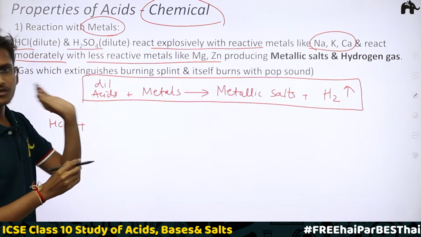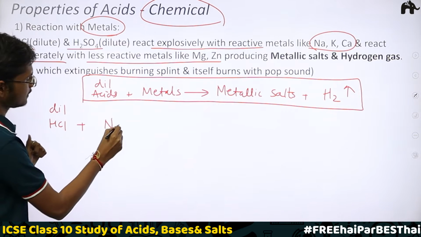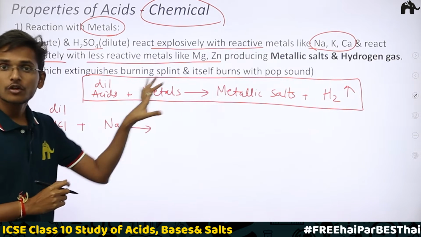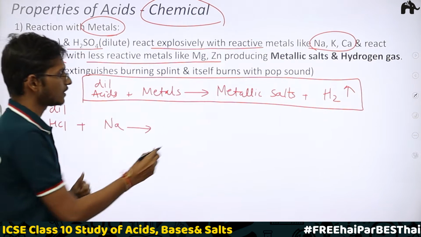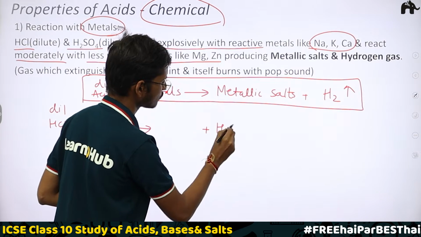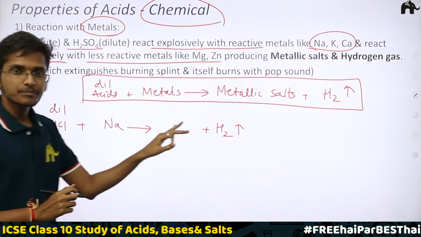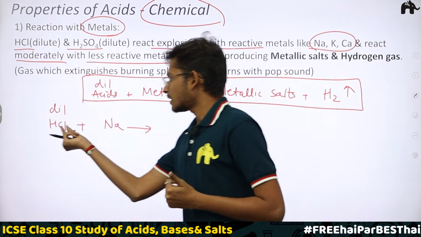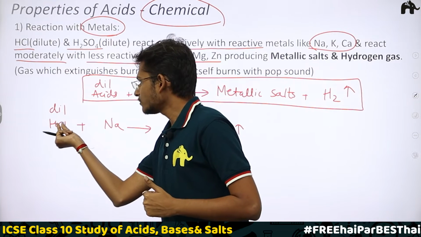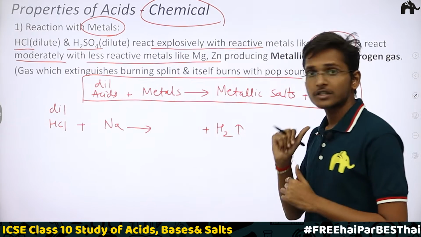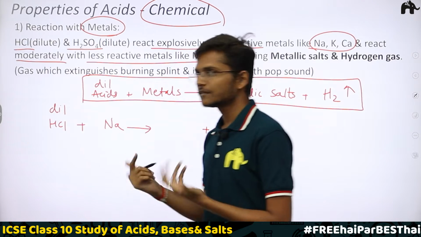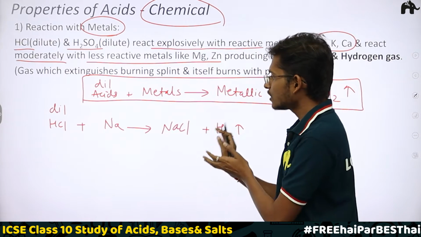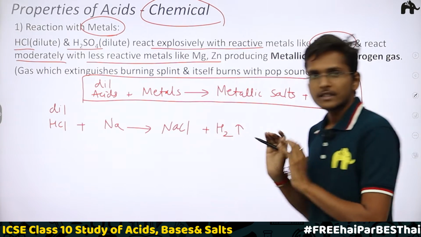Now I would take the example of sodium. The reaction of dilute HCl with sodium metal, what would happen? We know a metallic salt is going to be formed and hydrogen gas is going to be released. First I would write hydrogen gas, then the metallic salt. Which metallic salt would form? The hydrogen is involved in the formation of hydrogen gas, so what is remaining? Sodium and chlorine, and we know that is sodium chloride. It is the salt.